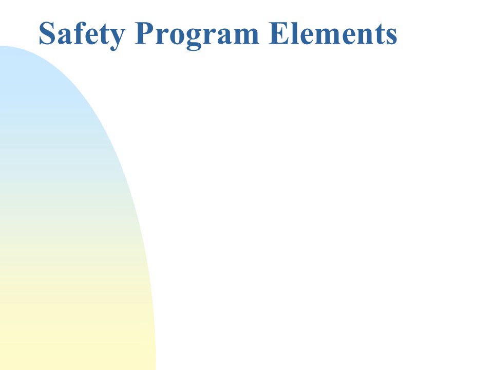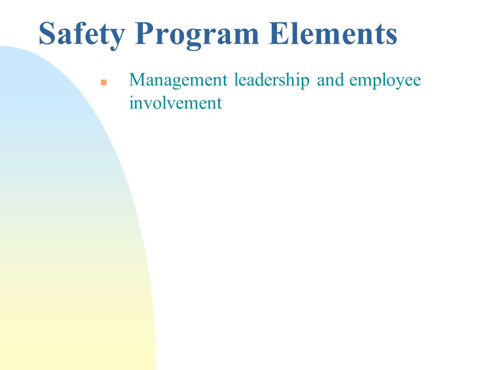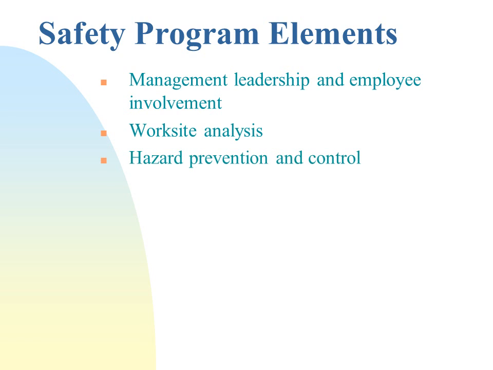But here we need a safety program that has certain elements. First, management leadership and employee involvement. Second is worksite analysis. Third is hazard prevention and control. Fourth is safety and health training. We'll be discussing each of these four.